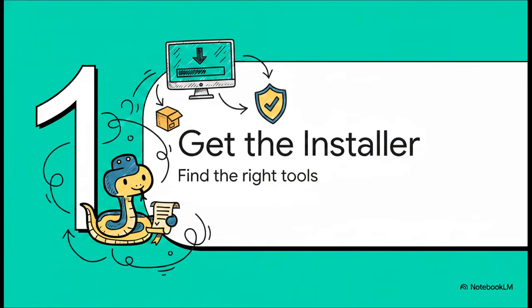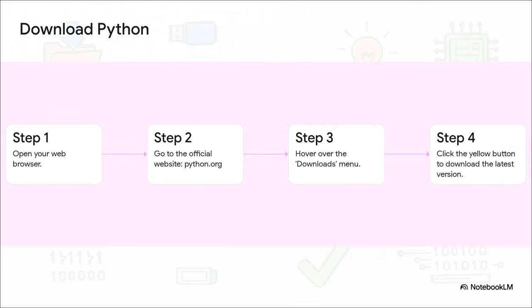First things first, we need to grab the official installer. And it's really important that we only get Python from its official home. That way, we know we've got the real deal, totally safe and sound. So go ahead and fire up your favorite web browser. Doesn't matter if it's Chrome, Edge, whatever you use. Just head over to python.org. As soon as you land on the page, you'll see a downloads menu up top. All you gotta do is hover your mouse right over it and bam, this big yellow button will pop up with the latest version. Go on and give that a click and your download will start.